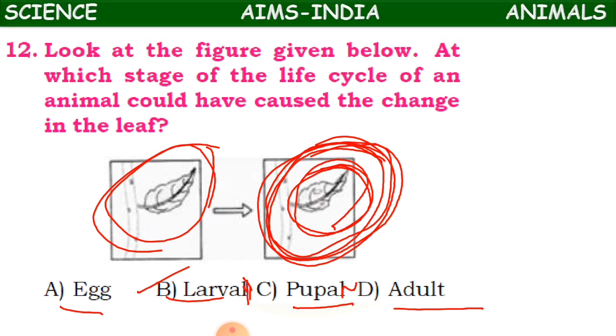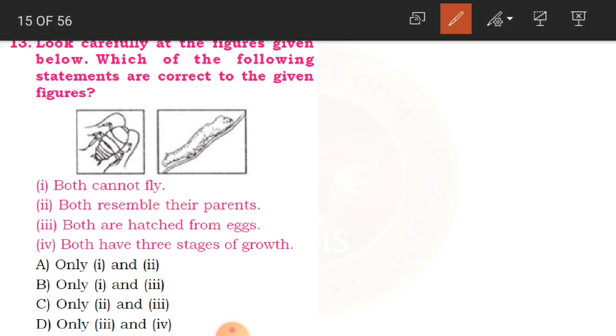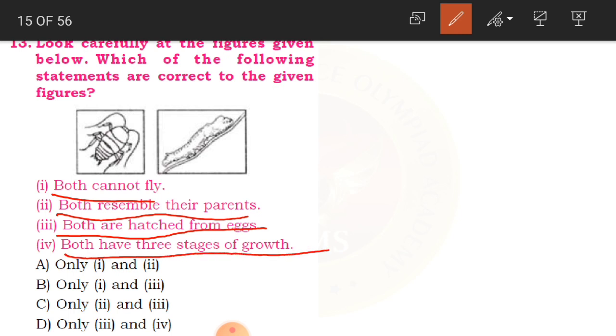Clear children? Okay, now here if you see 13th question, look carefully at the figures given below. Which of the following statements are correct to the given figures? See children, here you have got two pictures. One is an insect. Okay, another one is also a baby insect. So we have to choose the correct statements. Okay children. So the first option is both cannot fly. And the second option is both resemble their parents. Third one is both are hatched from eggs. Fourth one is both have 3 stages of growth.